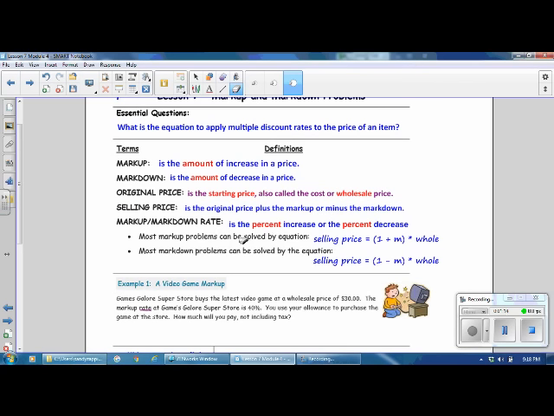Most markup problems can be solved by using the equation: selling price equals 1 plus m times the whole, where m represents the markup rate. And the selling price for the markdown problem is determined by 1 minus m times the whole, where m represents the markdown rate. Make sure you see the difference between a markup and a markdown or markup rate. A markup is a dollar amount, where a markup and markdown rate is a percent. That's an important difference. Pause the video and copy the vocabulary into your notes. Resume when you're ready to do example 1.